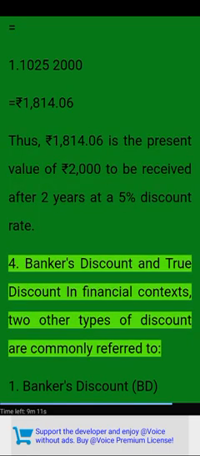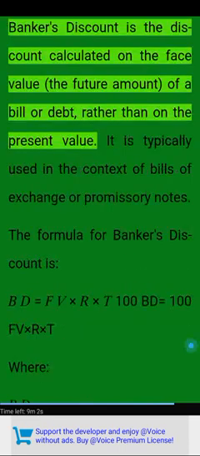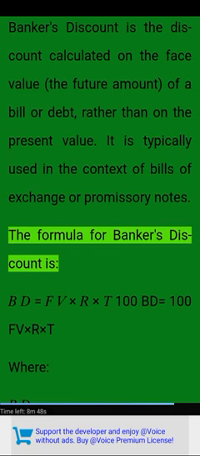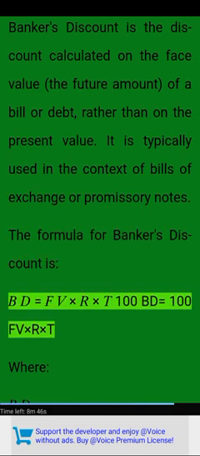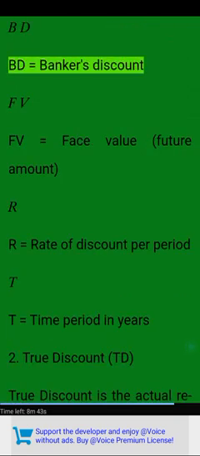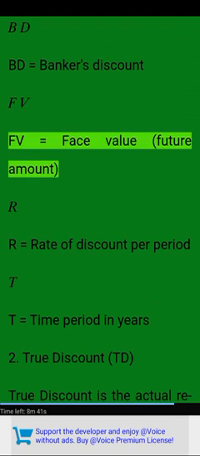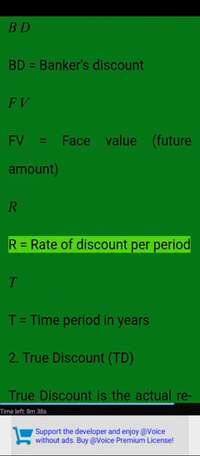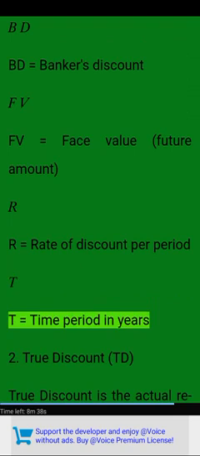4. Banker's discount and true discount in financial contexts. 2 other types of discount are commonly referred to. 1. Banker's discount, BD. Banker's discount is a discount calculated on the face value, the future amount, of a bill or debt, rather than on the present value. It is typically used in the context of bills of exchange or promissory notes. The formula for banker's discount is BD equals FV times R times T divided by 100. Where BD equals banker's discount. FV equals face value, future amount. R equals rate of discount per period. T equals time period in years.